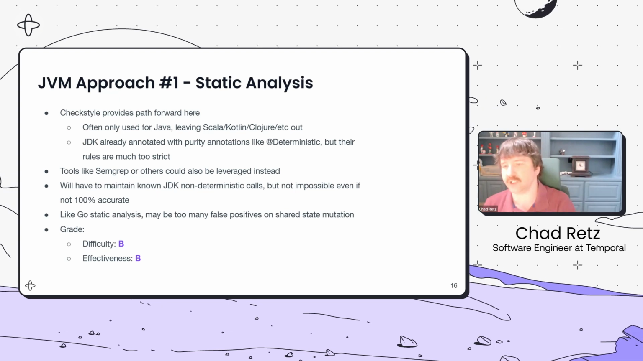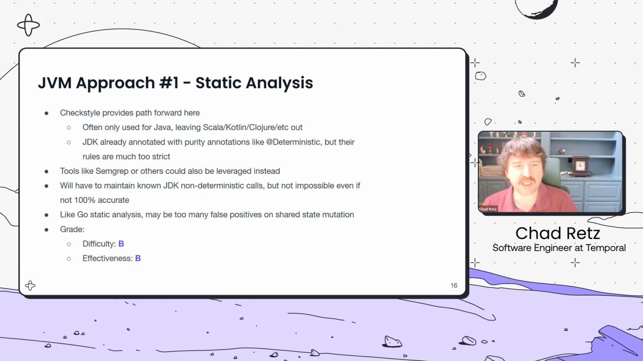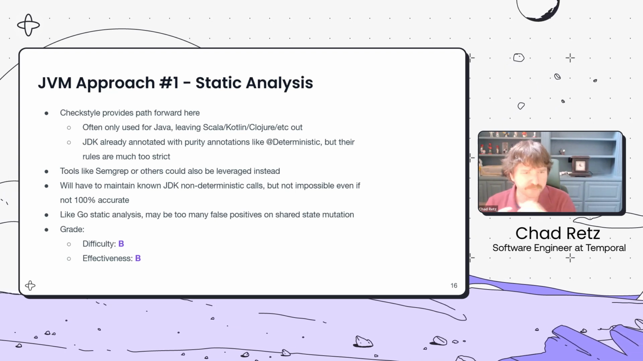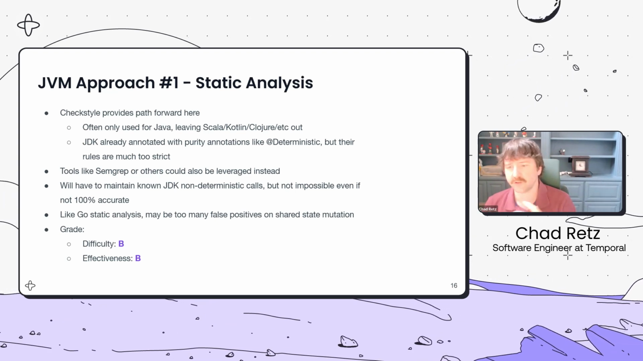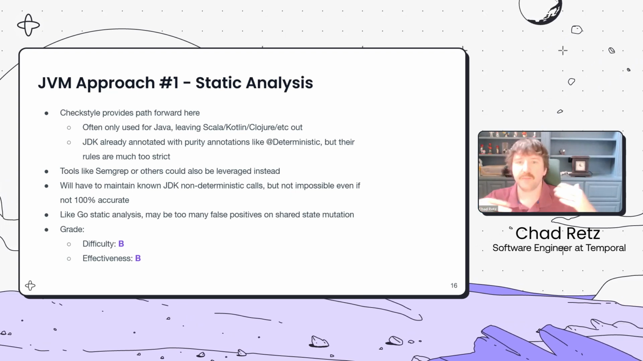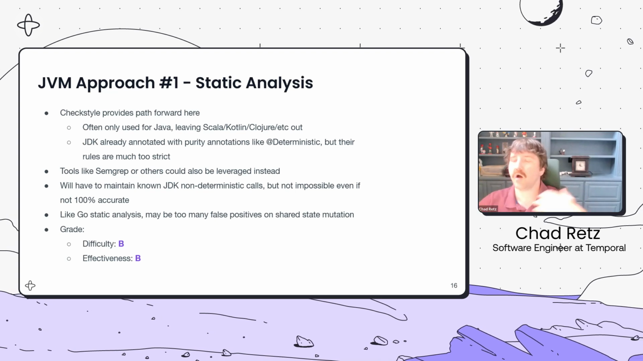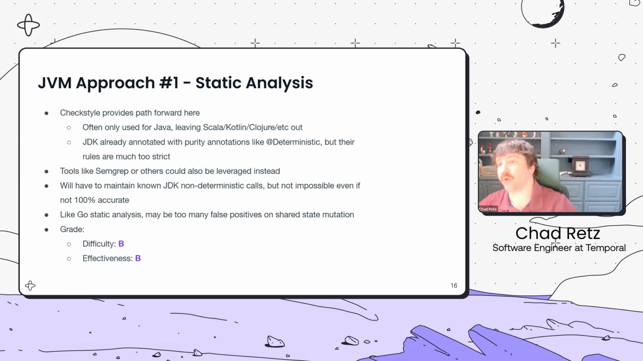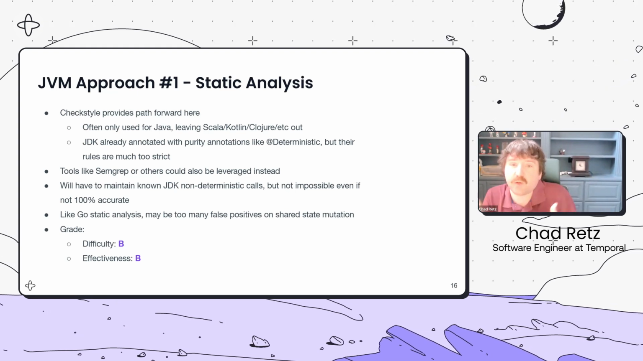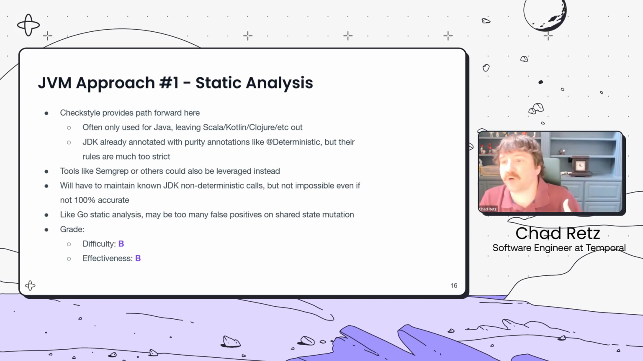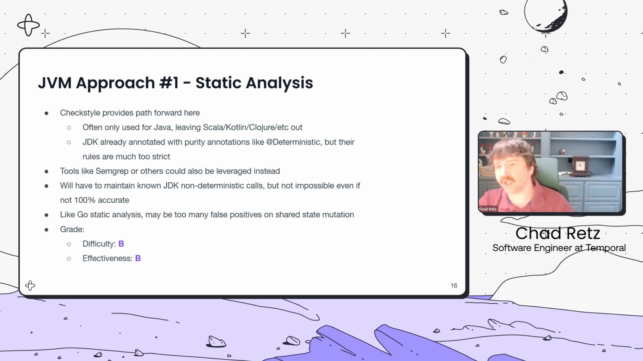We would have to go annotate the JDK ourselves. That's fine. We can get most of it, even if we don't get it all 100% accurate. So that's totally doable. There are some other tools besides Checkstyle, like Semgrep and others, that can help us here. But either way, a lot of the work would be on us to mark what we consider non-deterministic and then transitively check. And the benefit is that workflows are clearly marked, so we're not going to get a bunch of false positives for code not called from workflows.